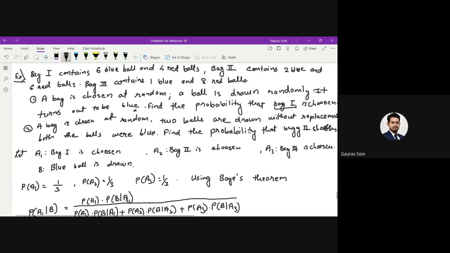What about the second question? A bag is chosen at random. Two balls are drawn. Now there is not one ball, but two balls drawn without replacement. So once you draw the first ball, the ball is not put back in the bag. Find the probability that bag 2 is chosen.